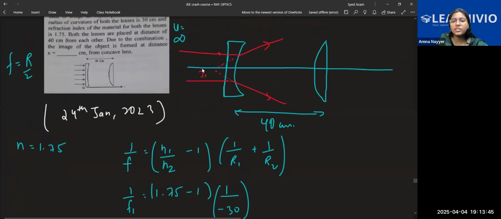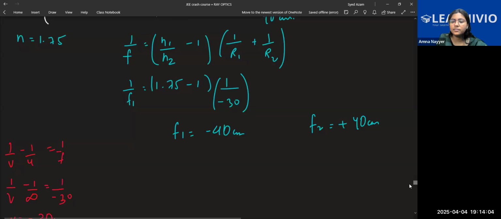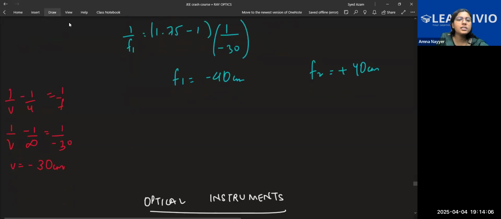The focus of this lens is 40, which means the image was supposed to be formed at 40, right? Now the next lens we are going to take with the same parameter. This is going to act as the object for it. Are you getting it? Oh, sorry, focus is 40. This is 40.